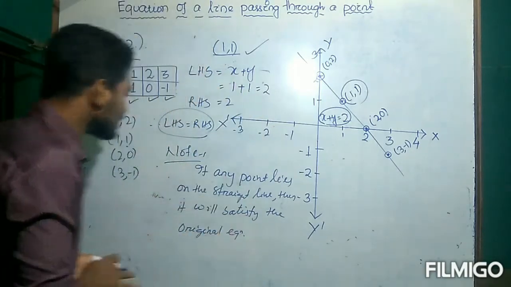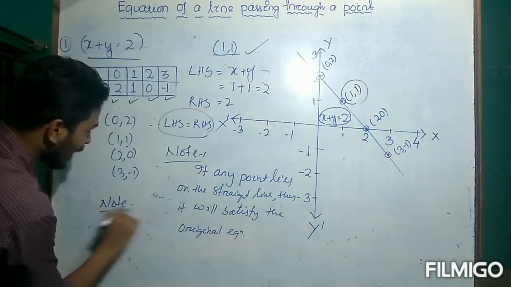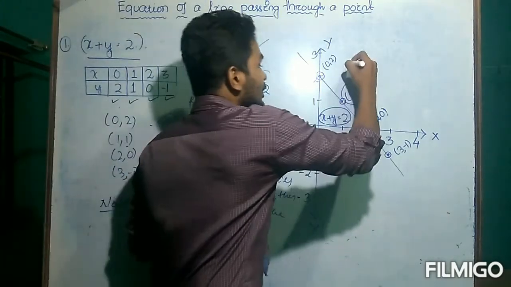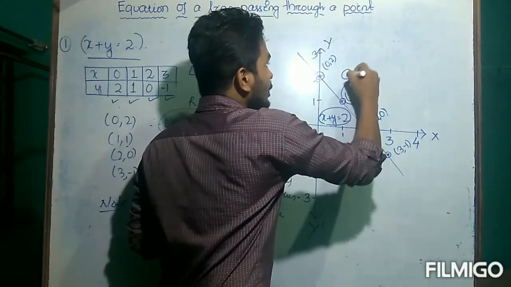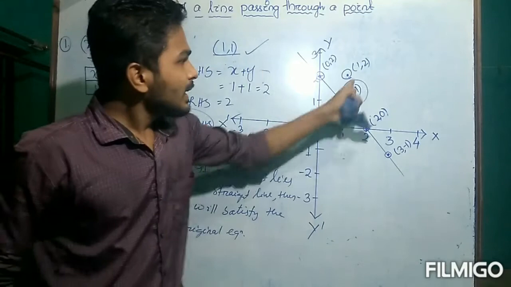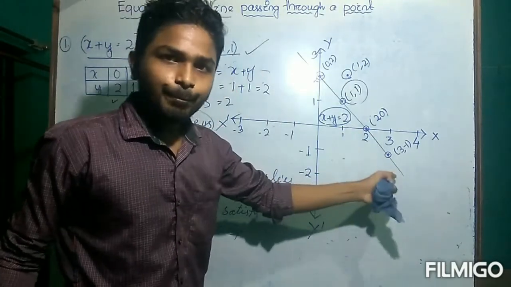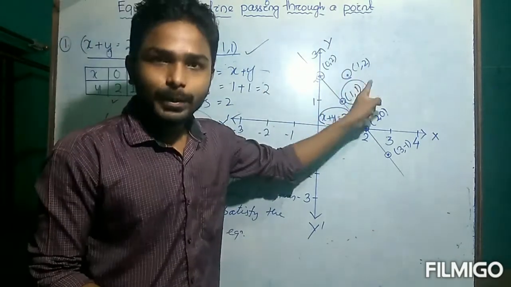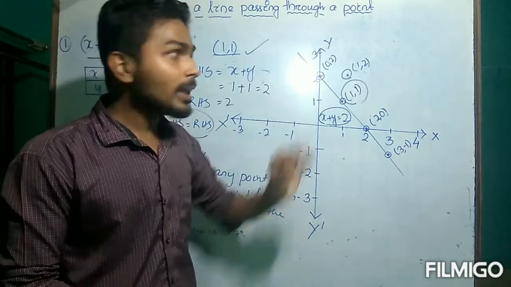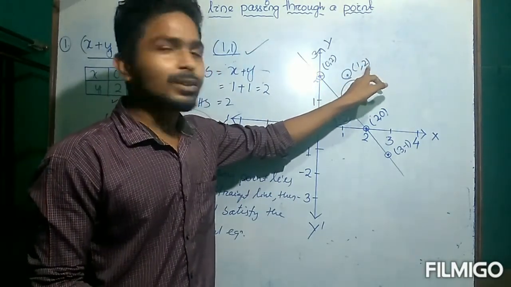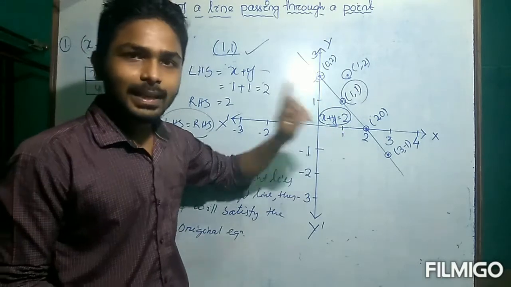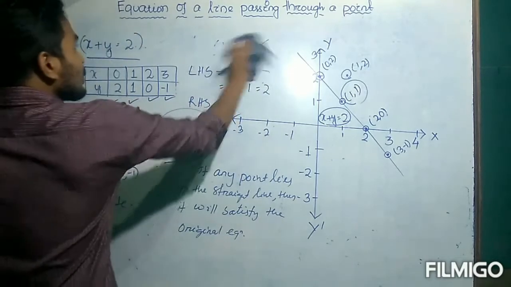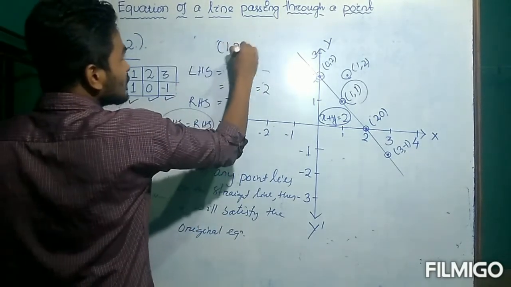And the second point was, if a point does not lie on this straight line, suppose there is a point (1, 2), this point does not lie on this line, then it will not satisfy the equation, or it will not be a solution of the equation. Or if you put x is equal to 1 and y is equal to 2 in the original equation, then you get LHS not equal to RHS. Let's prove it again.